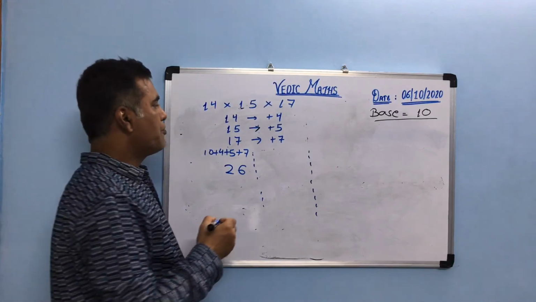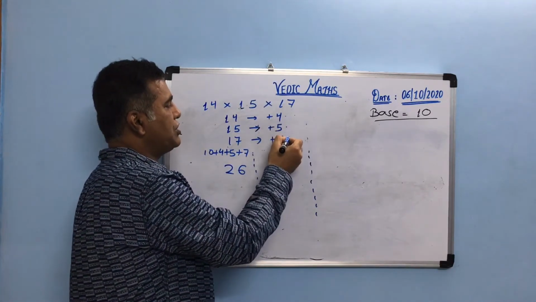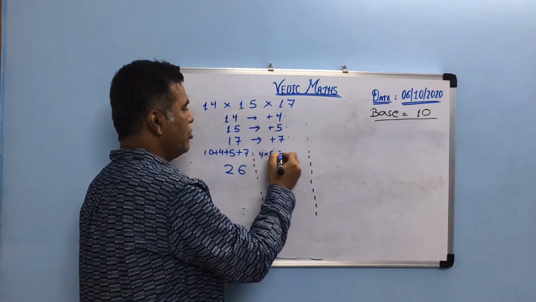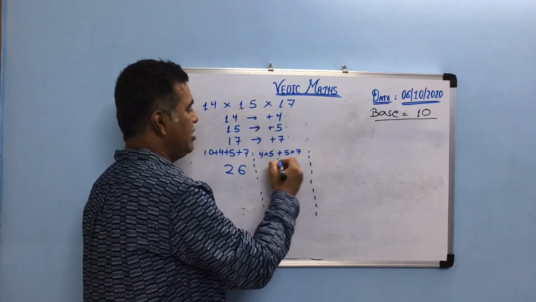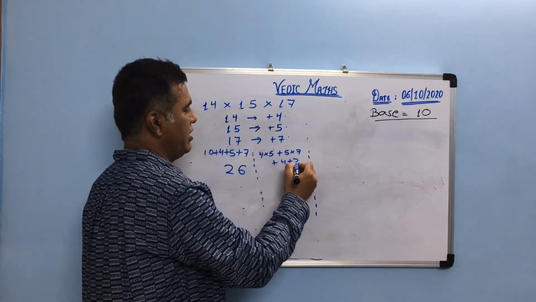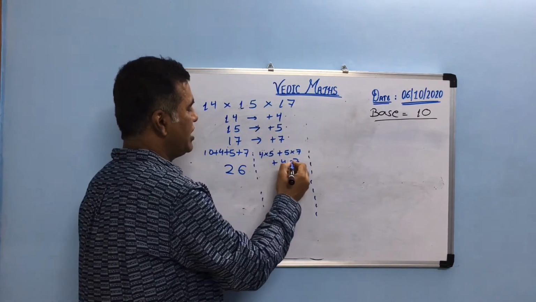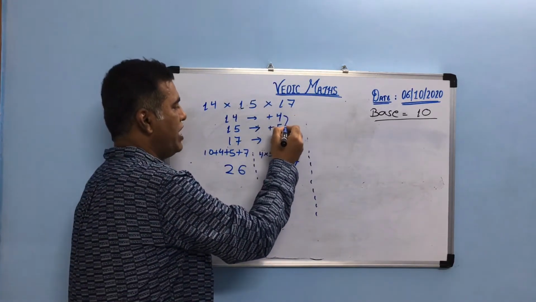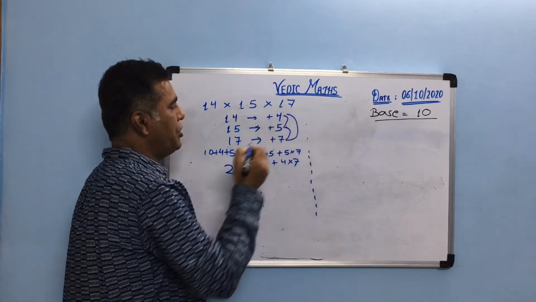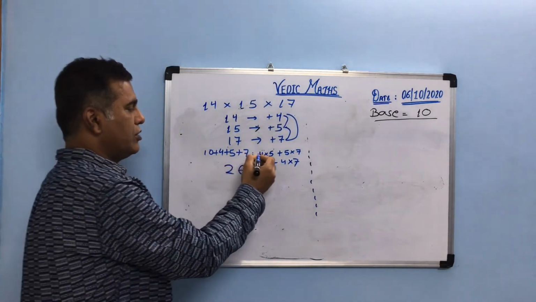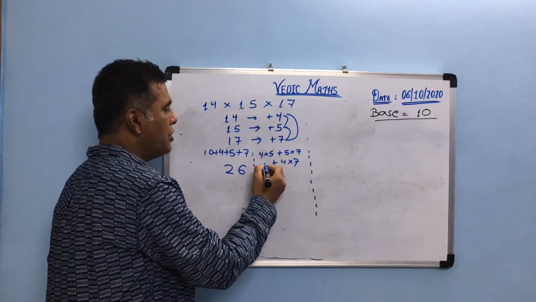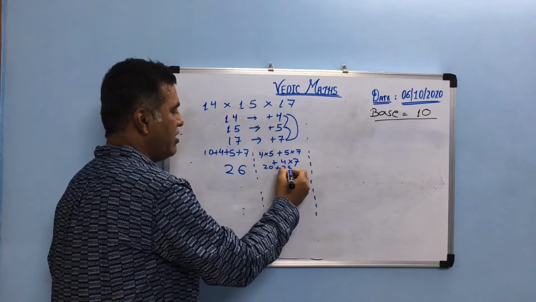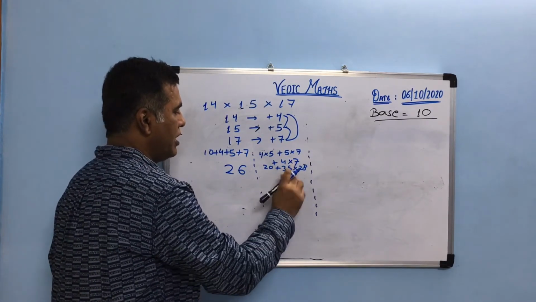Then what will we do? We will take the product of these differences in pairs, that means 4 into 5 plus 5 into 7 plus 4 into 7. In pairs we have to take their product, and then take their sum. So 4 into 5 is 20, plus 5 into 7, 35, then 4 into 7, 28.